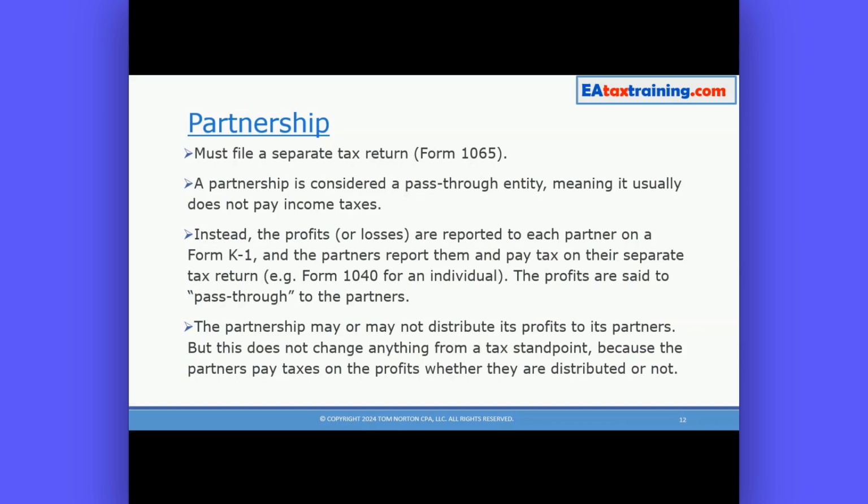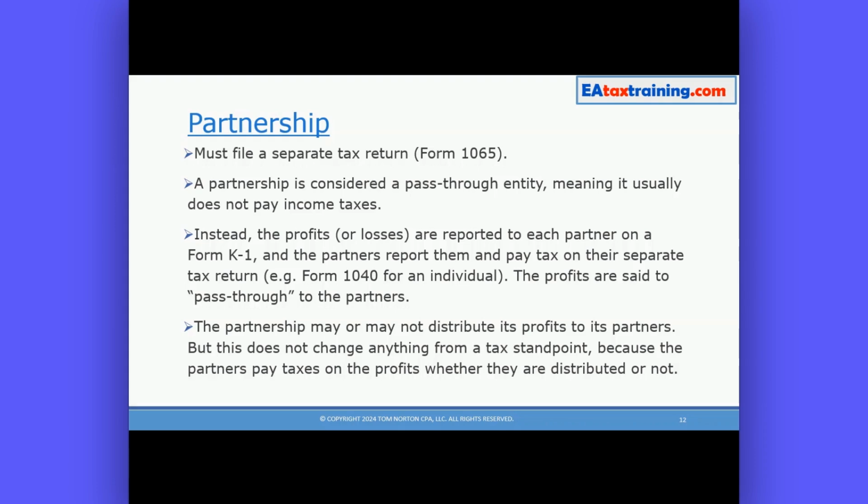So let's say the partnership makes $50,000, and there's two partners and they're 50-50 partners. So each partner is going to have to pay income tax on $25,000, half of the profits. But the partnership may not actually distribute any of the profits. They might say, no, we need to keep that $50,000 in the business in order to expand or to buy equipment or inventory, et cetera, and so forth.